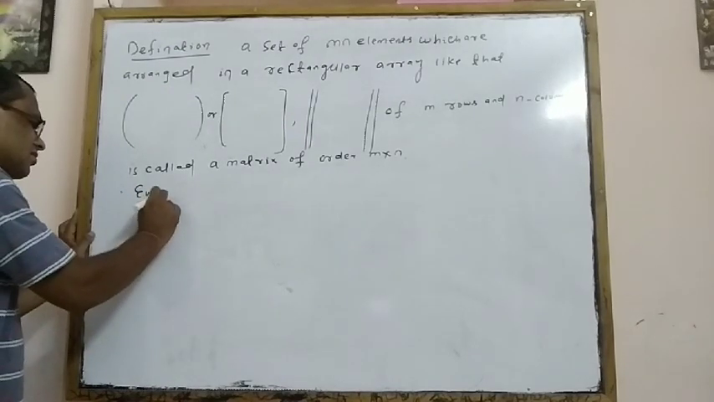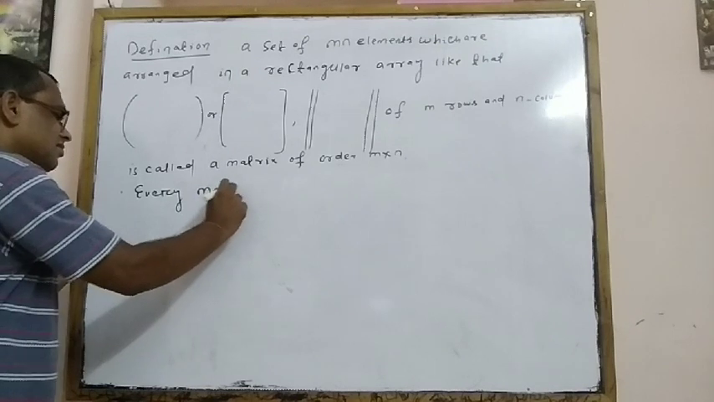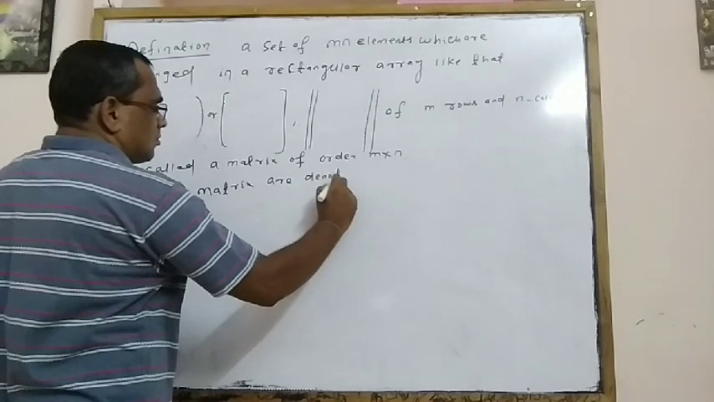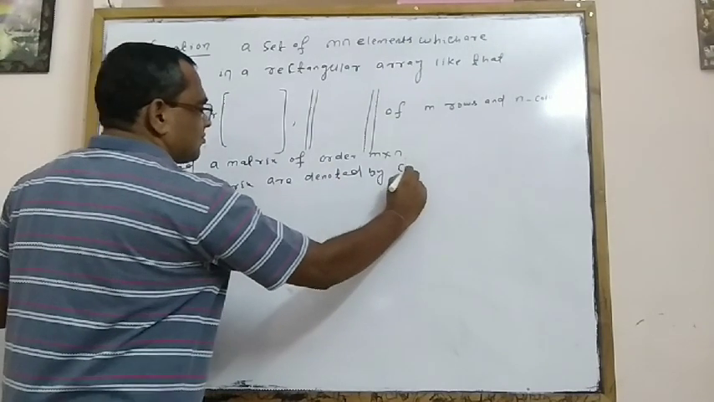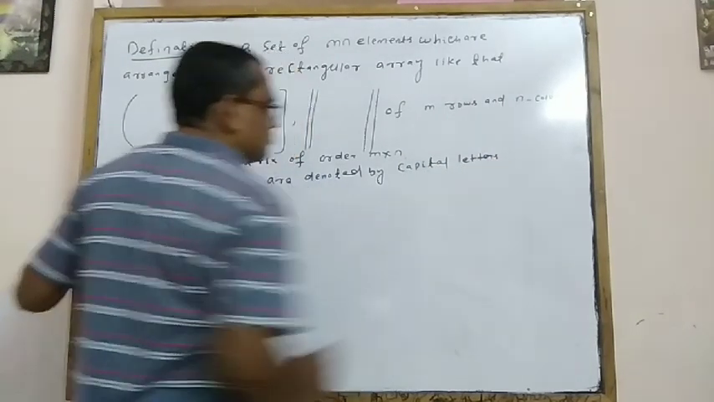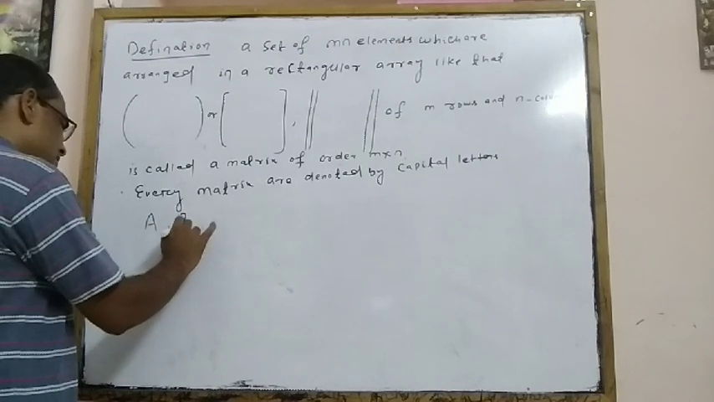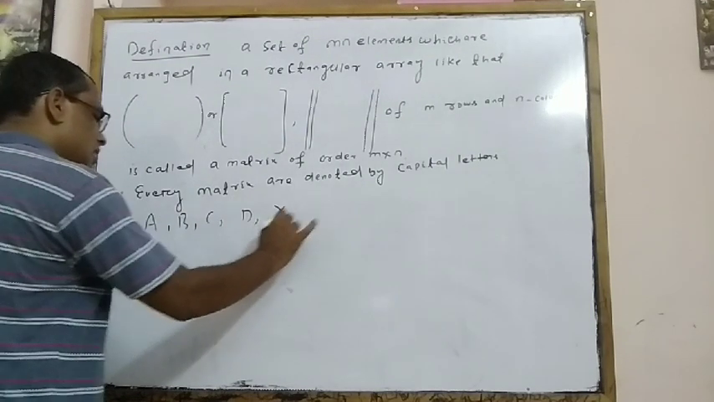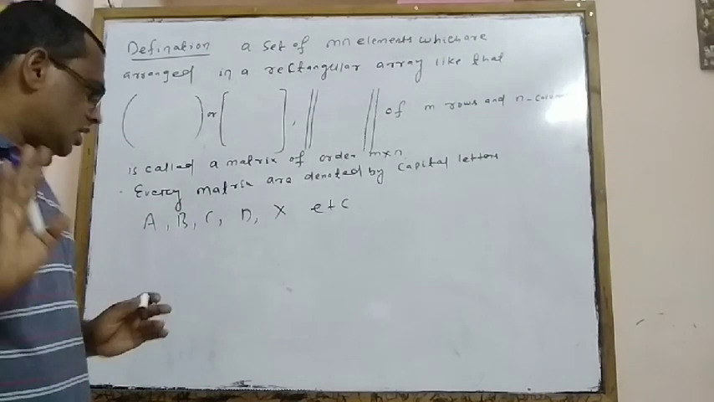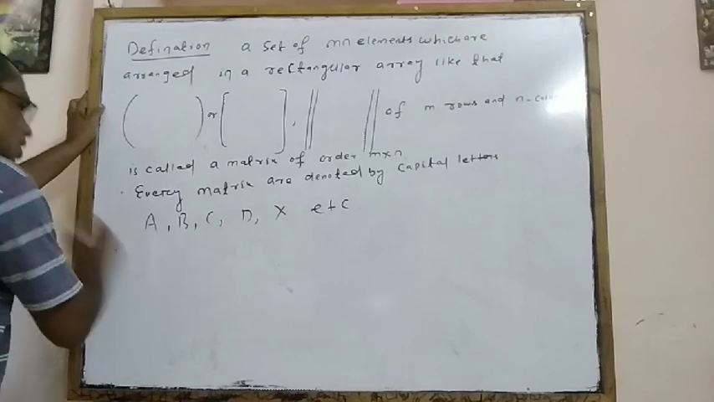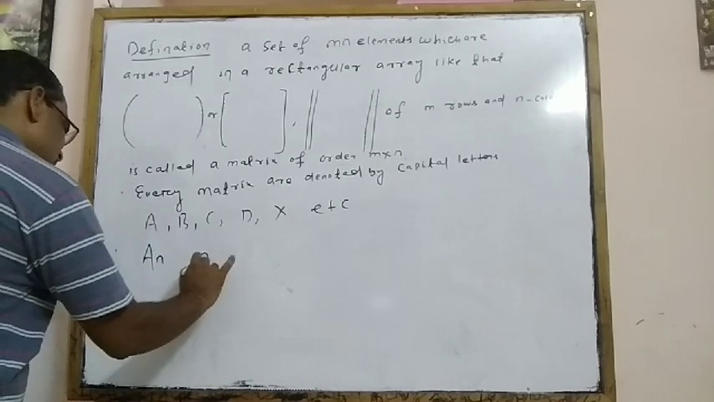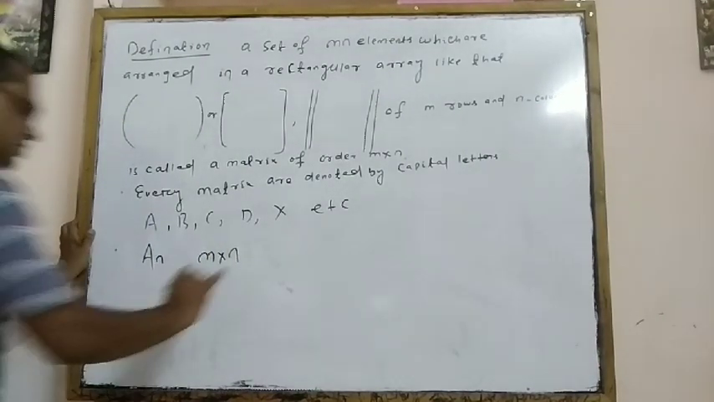Every matrix is denoted by capital letters A, B, C, D, X, etc. Every matrix is denoted by capital letters. And an m cross n matrix is usually written as follows.